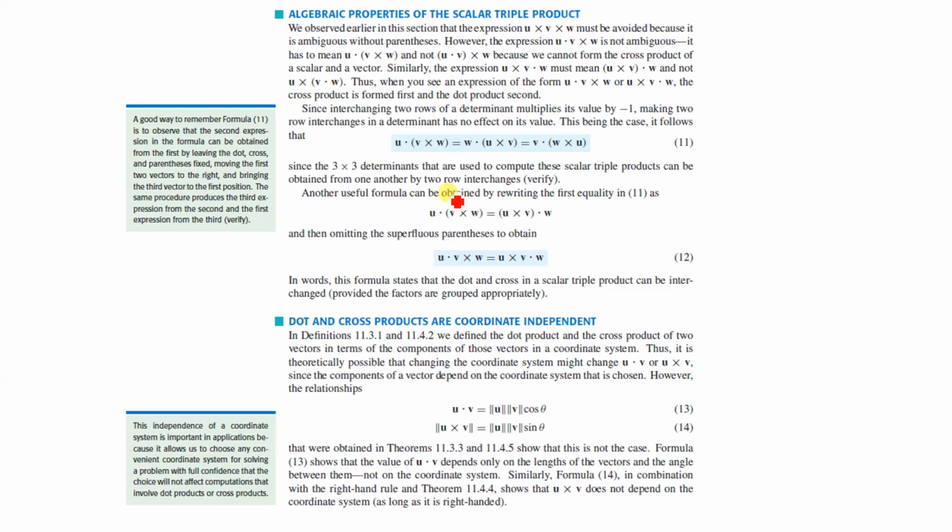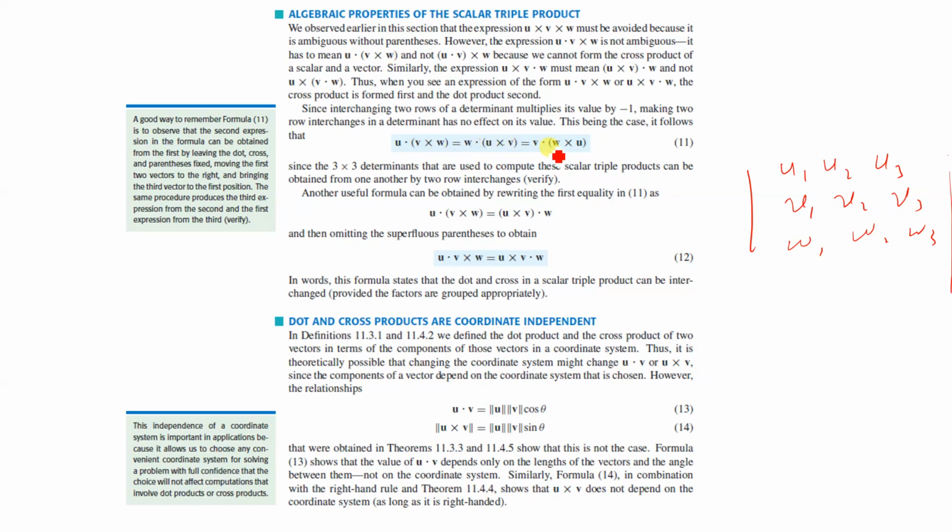Now u dot v cross w is equal to v dot u cross w. So we know that u dot v cross w is the determinant with rows u1, u2, u3; v1, v2, v3; w1, w2, w3. So if we interchange two rows once, then we'll have a negative sign. But if we interchange two rows twice, then the determinant value will remain the same. So you can see that u dot v cross w is equal to v dot u cross w.